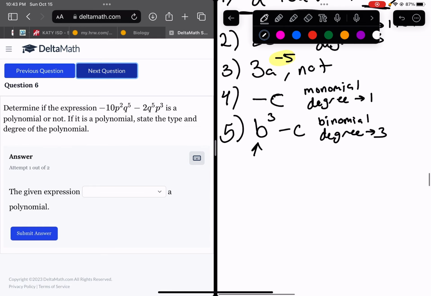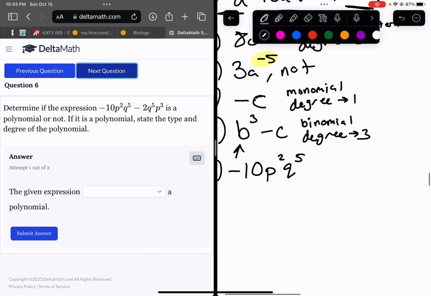Alrighty, next one. So 5, 6. And please make sure you're copying down these examples. I want to make sure you have these examples in your notes when you're trying to do this on your own.